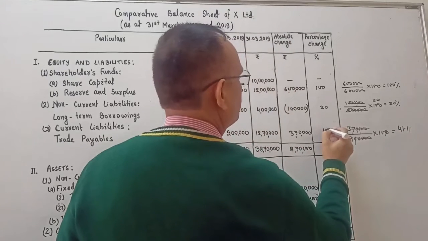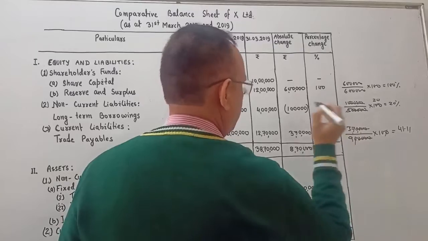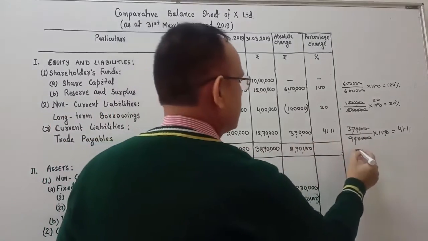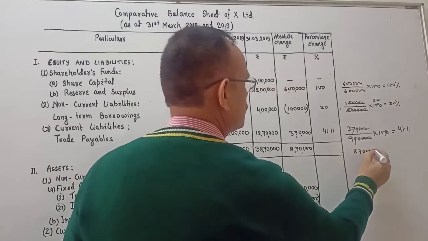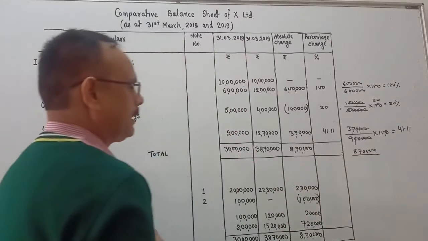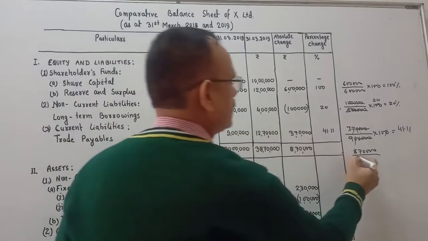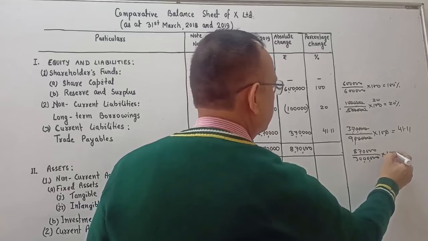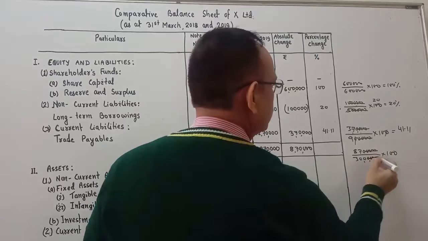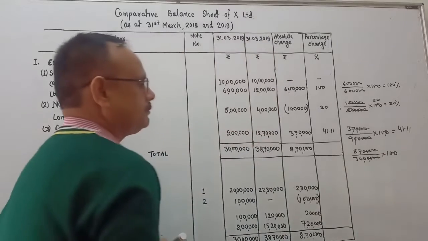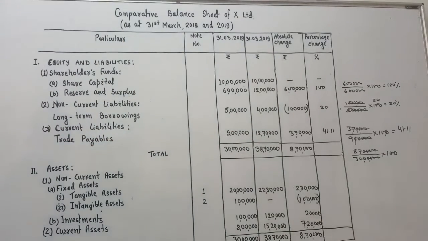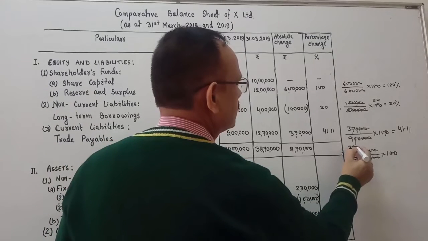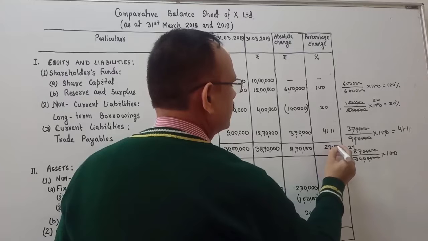So it is 41.11. Now here in total, the absolute change in total equity and liabilities is 8,70,000, and the previous year figure is 30 lakhs, into 100. So it has changed by 29%.